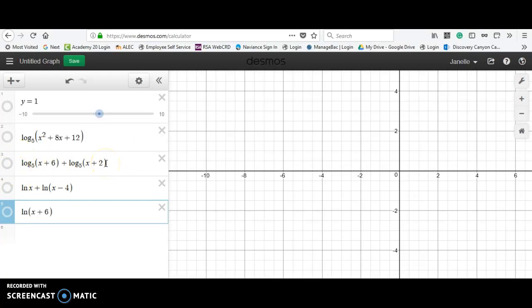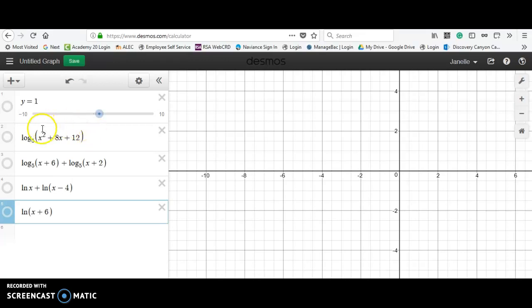So one argument was that we need to base it off of the most restrictive domain from the original function. If you remember correctly, last class we looked at log base 5 of x plus 6 plus log base 5 of x plus 2 equals 1. After we used the properties of logarithms and simplified, we ended up with log base 5 of x squared plus 8x plus 12. When we solved, we either got an answer of -7 or -1.